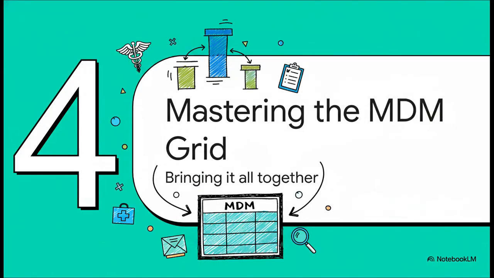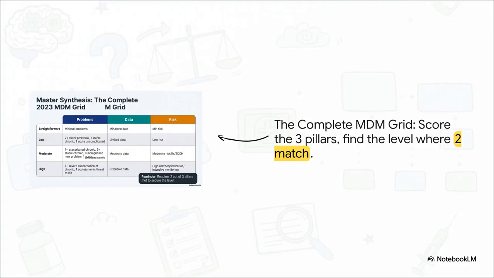Okay, we did it. We've broken down all 3 pillars. And now for the big payoff. Let's bring it all home and see how to use the single most powerful tool in this entire process, the MDM grid. And there it is. It's this simple. You take your score from Pillar 1, problems. You get your score from Pillar 2, data. And you get your score from Pillar 3, risk. You just plot them on this grid, and remember what we said at the very beginning? The rule of 2. Your final MDM level is whatever level you hit in 2 out of the 3 pillars. That's the whole thing. It really is that straightforward.